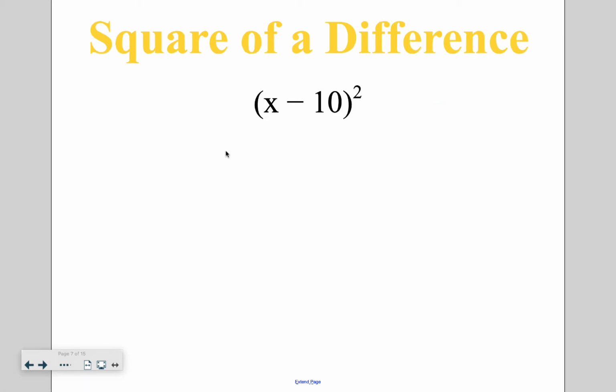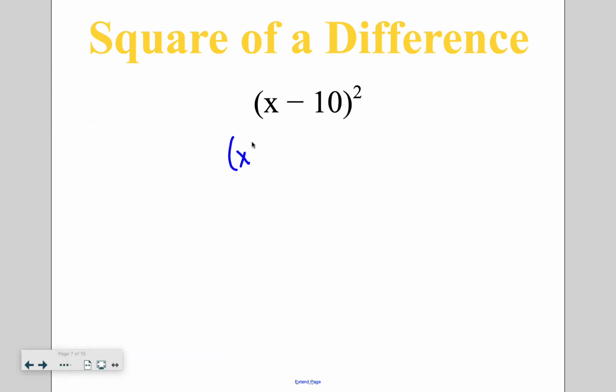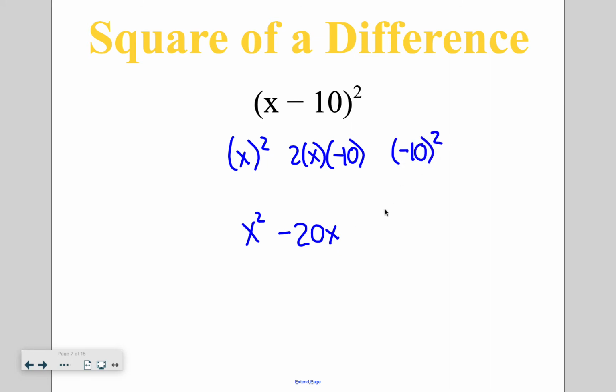So if we go through and do this problem, we're going to take our first term and square it. So we've got x squared, which is just going to give us x squared. Then we're going to take 2 times the front times the back, which is negative 10. So we've got 2x times negative 10, which is negative 20x, so minus 20x. And then we take the back term squared, so negative 10 times negative 10, which is positive 100.